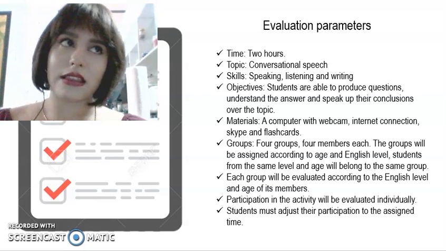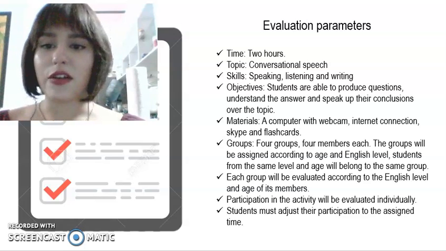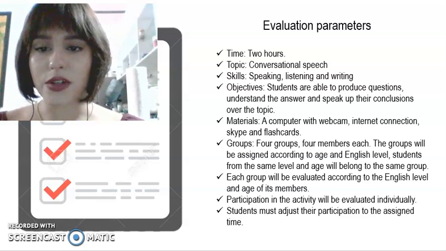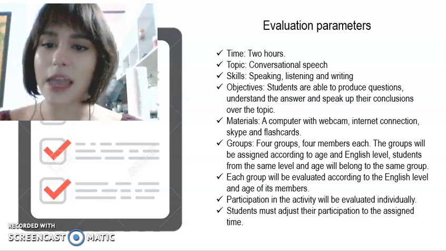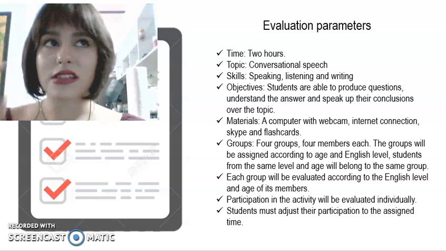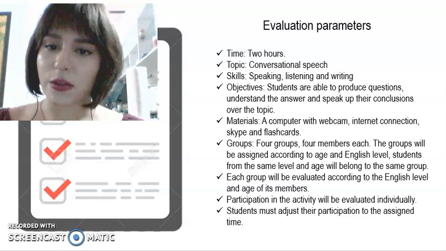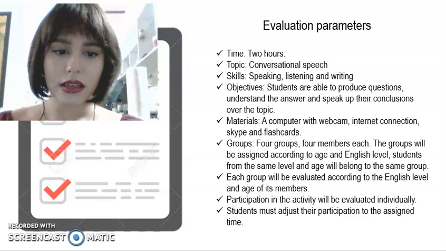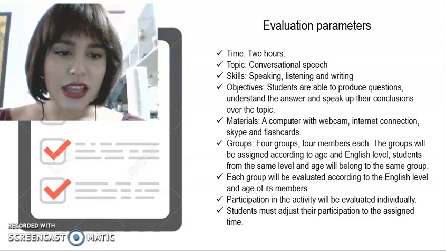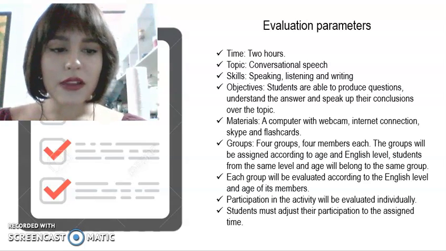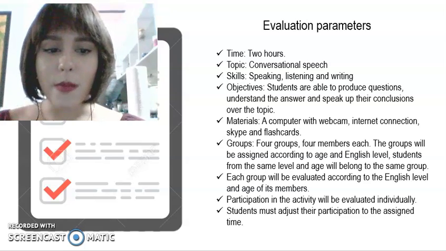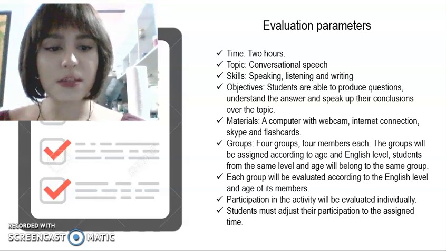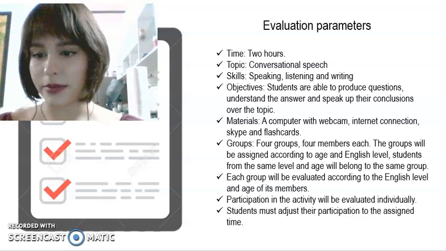So, the best scenario for this activity to take place is where students who belong to the same group are at the same English level, because it's the way that they are going to be evaluated by the students' English level. The participation in the activity will be evaluated individually. Students must adjust their participation to the assigned time.